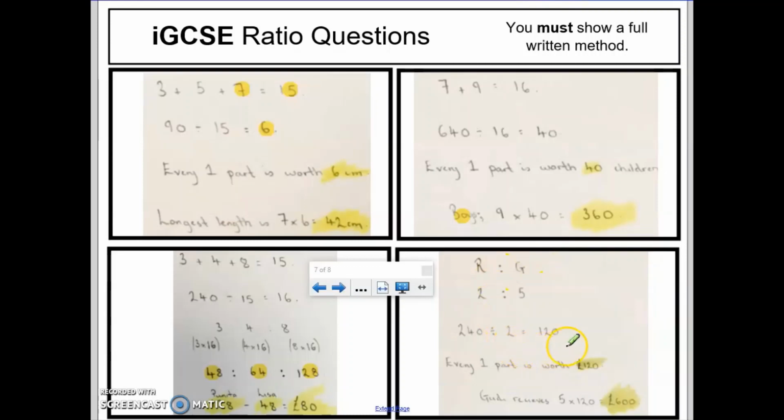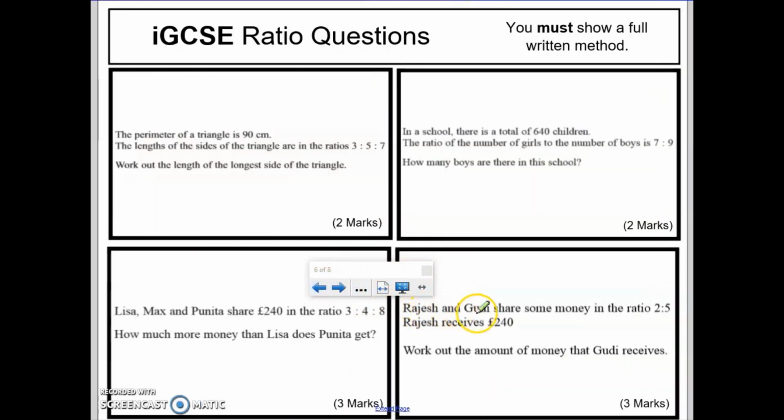A slightly different worded question for the 4th box. This time we are only told that Rajesh receives £240. So we aren't told what the total amount of the ratio is. We are only told what two parts of the ratio equal. So adding these to get 7 is not going to be helpful because we don't know the total amount that they share. We just know that Rajesh receives 240.